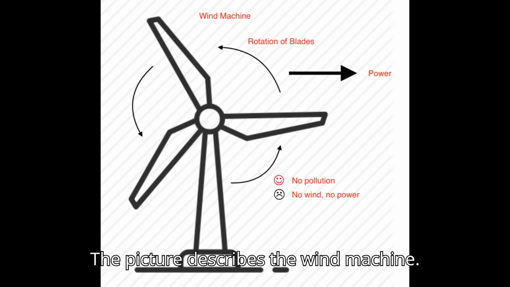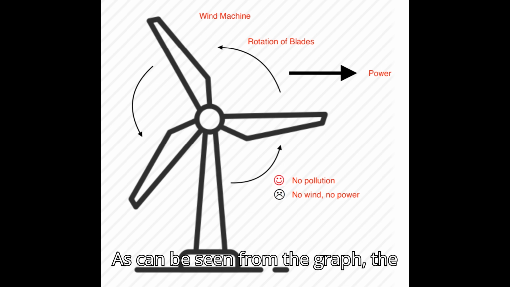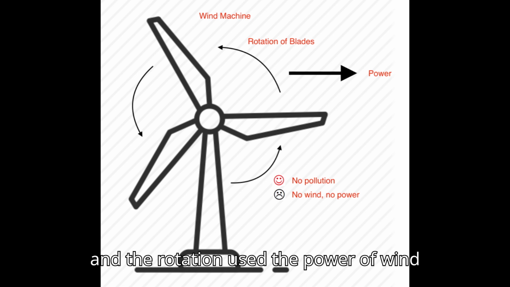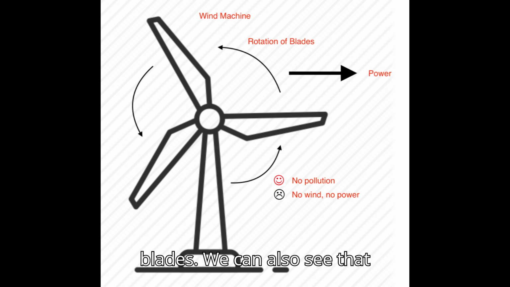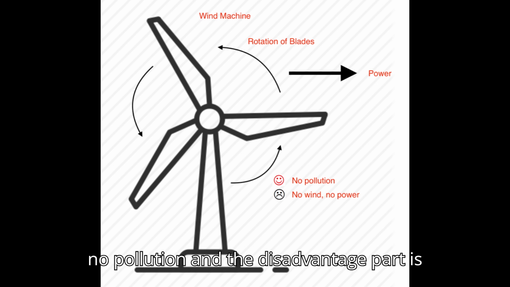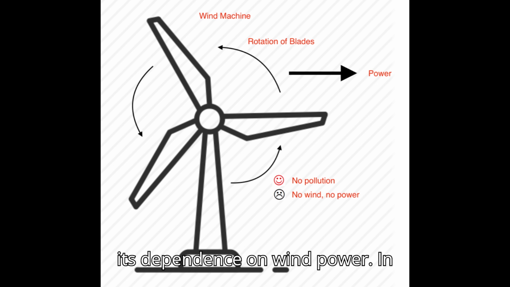The picture describes the wind machine. As can be seen from the graph, the wind machine is rotating counterclockwise, and the rotation uses the power of wind blades. We can also see that the advantage of this wind machine is its no pollution, and the disadvantaged part is its dependence on wind power. In conclusion, the picture shows a vivid description of the wind machine.